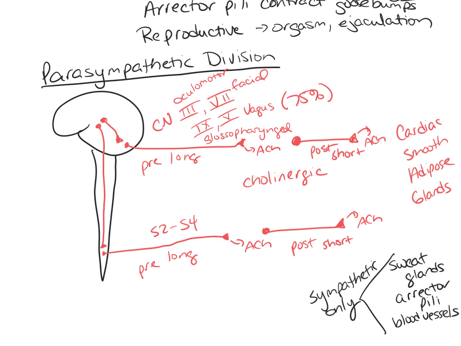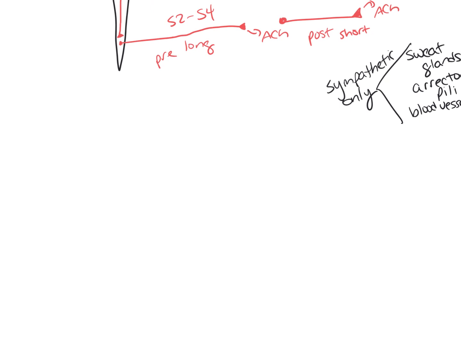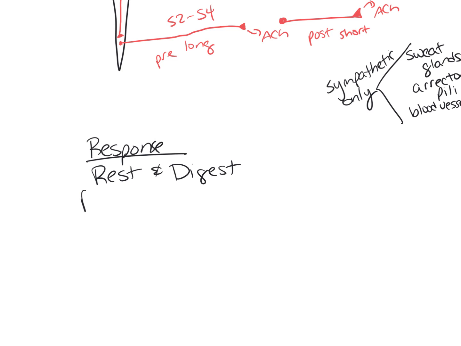If we think about the response of the parasympathetic nervous system, this is our rest and digest nervous system. So think about everything that's going to occur when you're resting and digesting. Some common effectors are the pupil constrictor muscles. The pupil constrictor muscles will be stimulated, they'll contract, and a person will have pupil constriction.